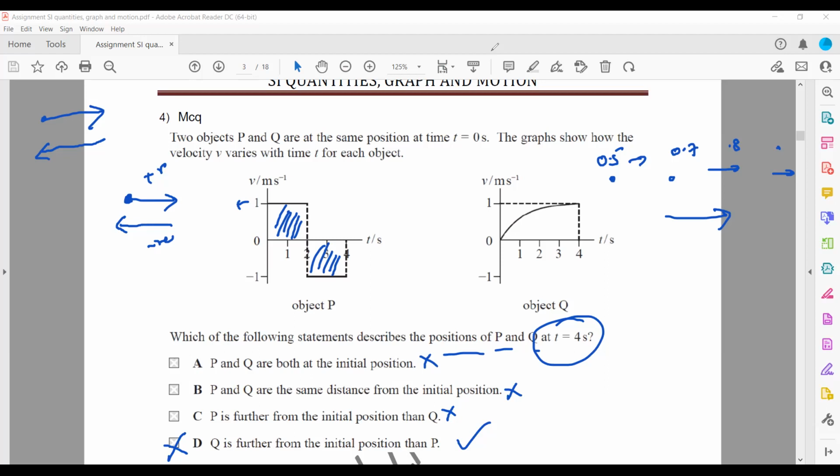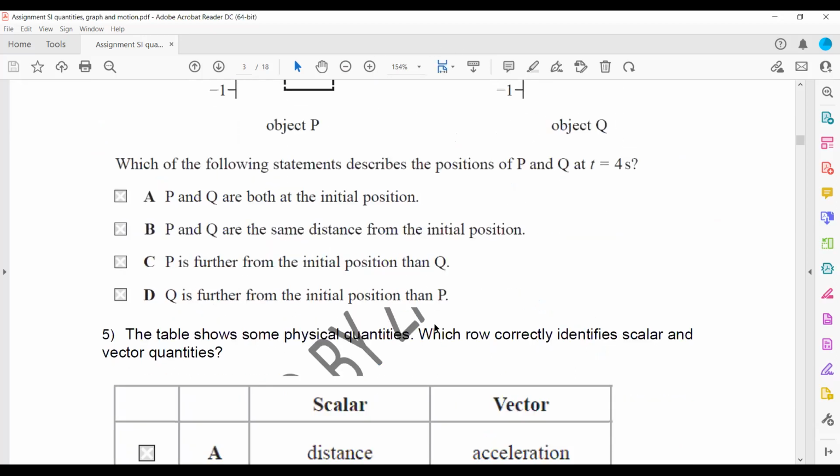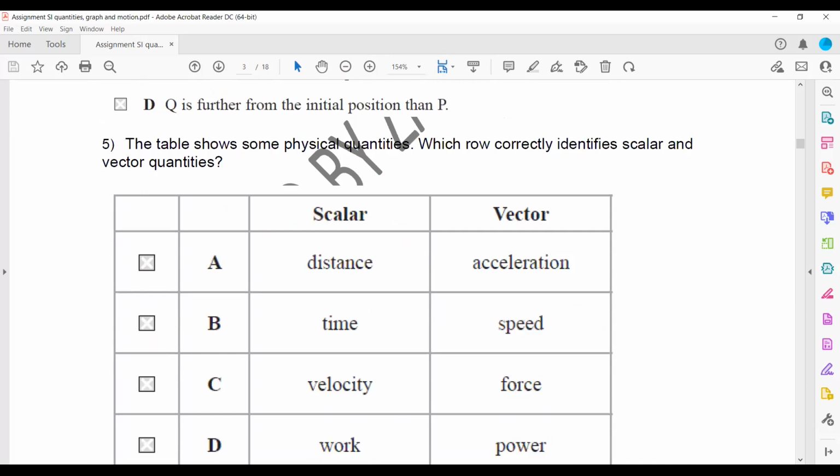Is it clear? Question 4. Yes, sir. Yes. Then we have question number 10.